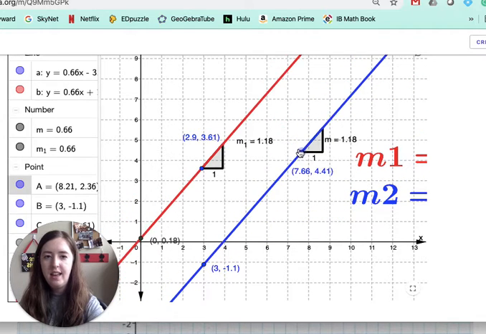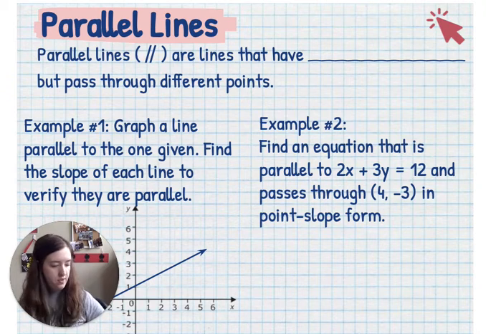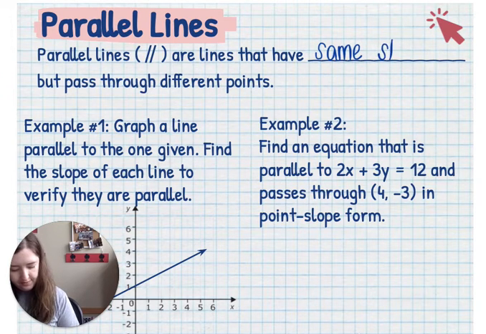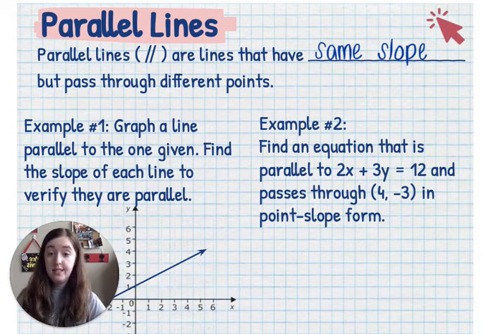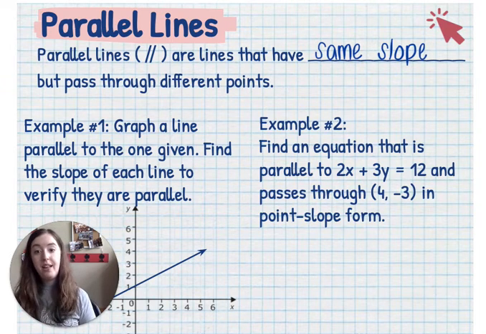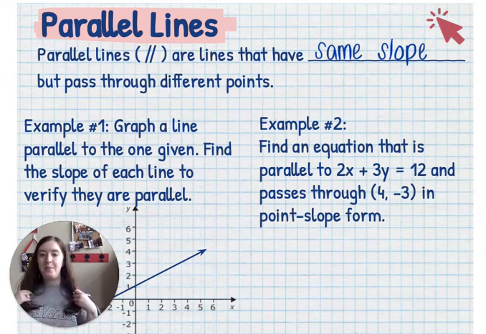And we can see that no matter how we change these two lines, my slope will always be the same. So I know that parallel lines have the same slope but they pass through different points. If two lines have the same slope and they pass through the same points, then they're just the same line. Sometimes that's called coincident or coincident. I've heard it pronounced both different ways.